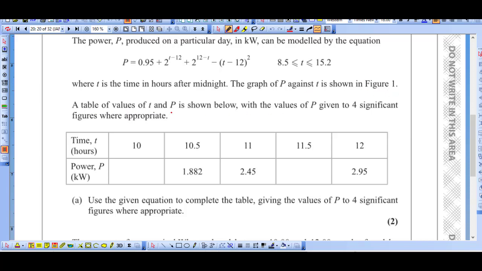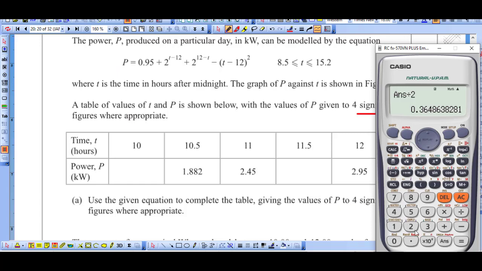A table of the values of T and V is shown below, with values of V given to four significant figures. Using the given equation, complete the table, giving the value of V to four significant figures. Let us start. We need to write this equation: 0.95 plus T to the power, plus 2 to the power. Now T will be X, so alpha vector X.